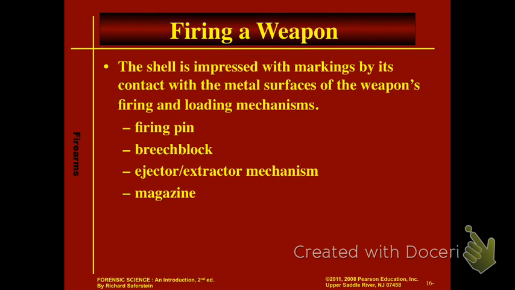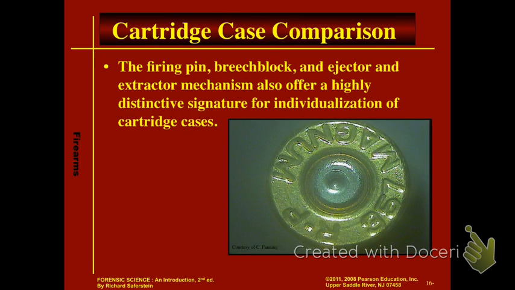The shell, or the cartridge, gets markings from its contact with other metal surfaces of the weapon's firing and loading mechanism. So the firing pin, the breech block, if the firearm has automatic ejector or extractor mechanisms for the cartridges, and then the magazine that the cartridges are loaded into. The firing pin, breech block, and ejector and extractor mechanisms give a distinctive signature. So the striation patterns can also be analyzed in the cartridge here. So what you see there, you can't see from here, but under a microscope you'd be able to see striation patterns here.